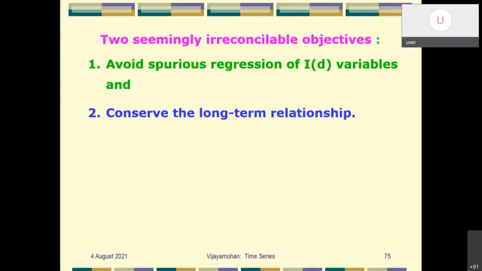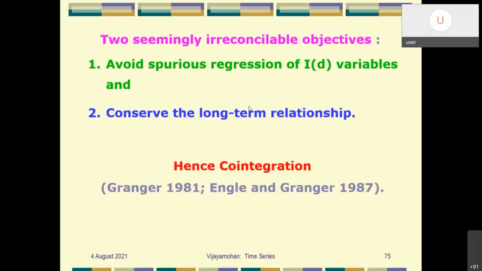So we have an irreconcilable problem. If we want to avoid spurious regression, then we will not be conserving the long-term relationship. If we want to conserve the long-term relationship, then we will have a spurious regression. That is the problem. And because of this came the new concept of cointegration.